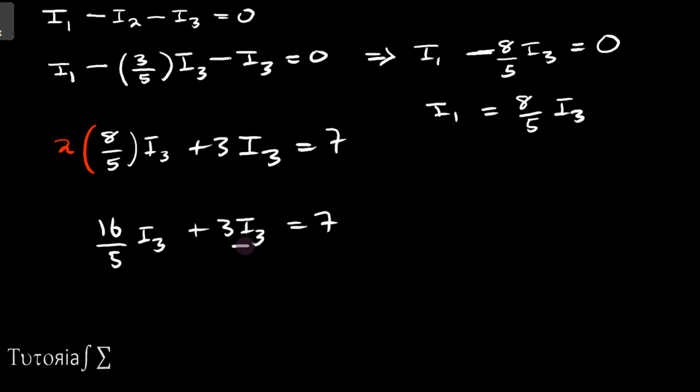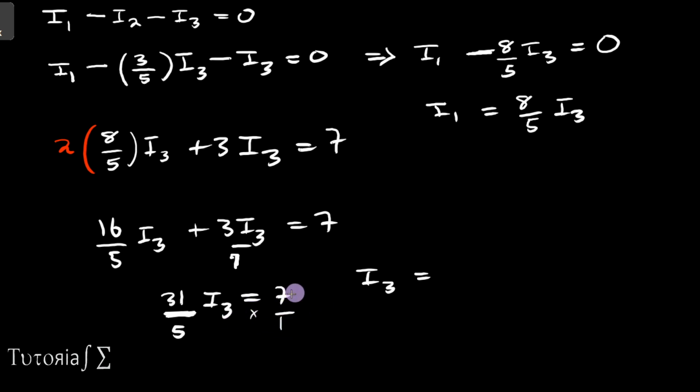Here we make 5 the common denominator, so we have over 1 there. So this will give us 16 plus 15, all over 5. 5 times 1 plus that will be 16, and 1 times 5 plus that will be 15. So this will give us 31 I3 over 5 equals 7. So here, just simplification.